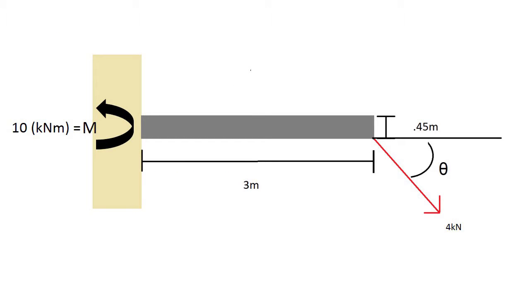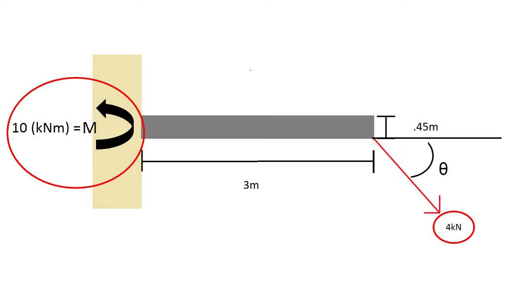For this problem, we are given the moment and the force that is acting on this cantilever beam, and we are going to back calculate the angle that the force is pulling on. The moment is at the far left end of the cantilever, a distance d away from the 4 kilonewton force, which acts at the bottom of the beam, a distance of 0.45 meters down. Using the principles of statics, we can solve for the angle and the force is tilted down.